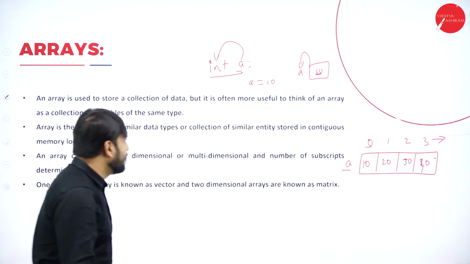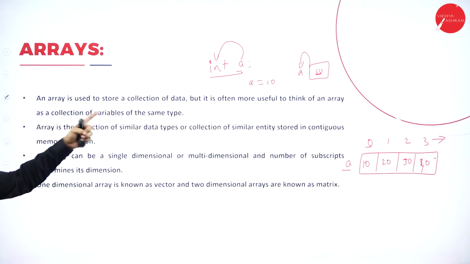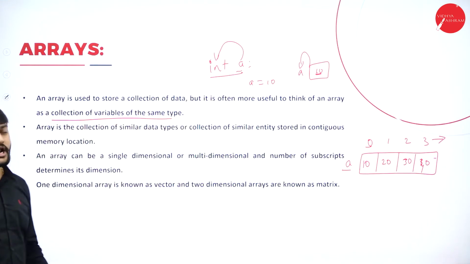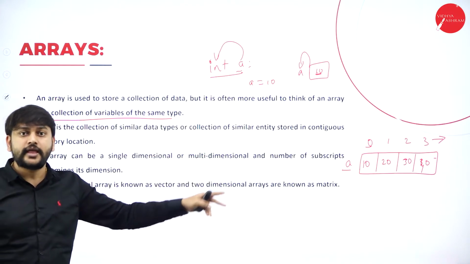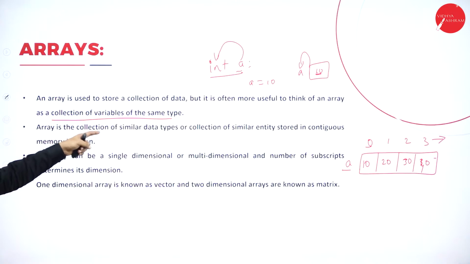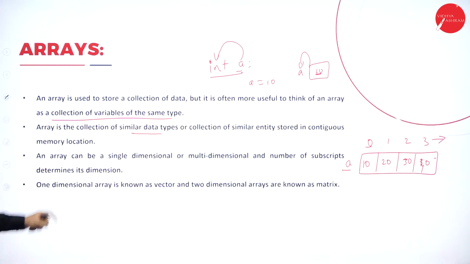Alright, so fine. Let's check out the points I have here. Array is used to store a collection of data. Yes, we understood and we have discussed that. And it is more useful to think of an array as a collection of variables of the same type. So whatever values you have in the array, those values should be of the same type. Array is a collection of similar data types, that's what they have explained in the second point. We have already discussed that.